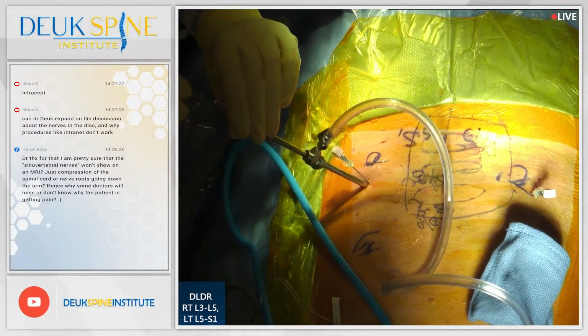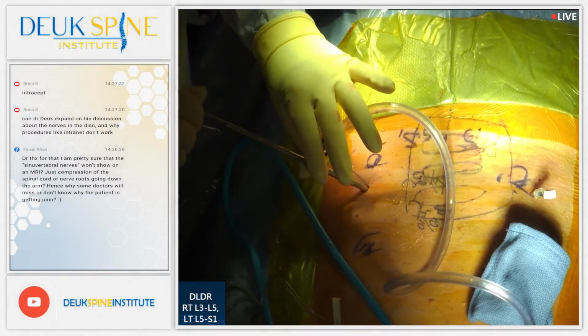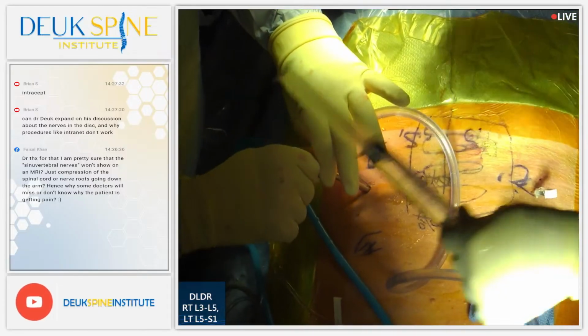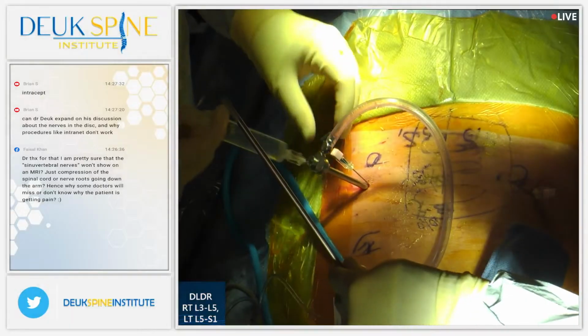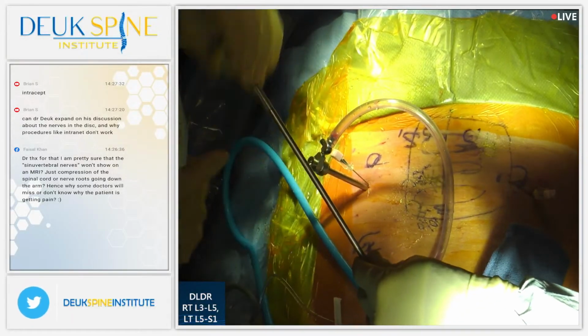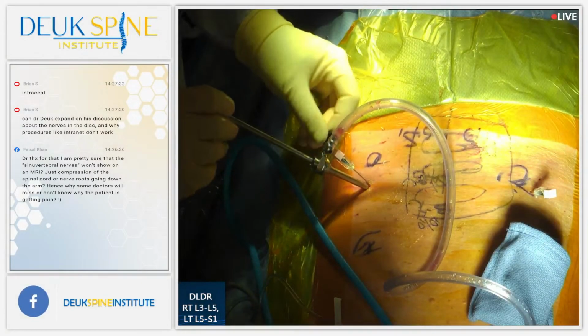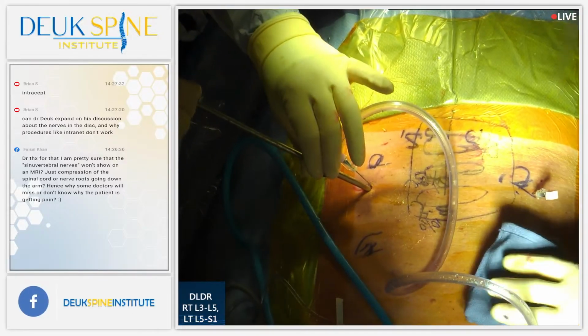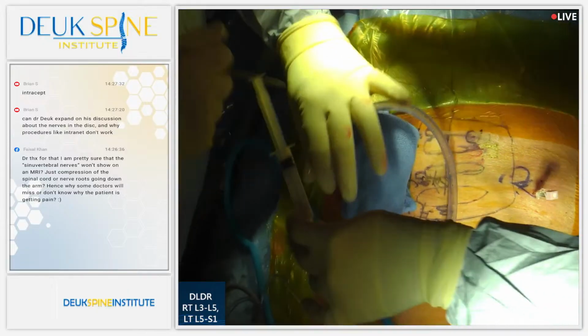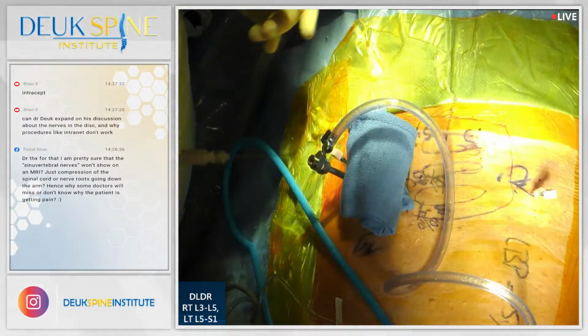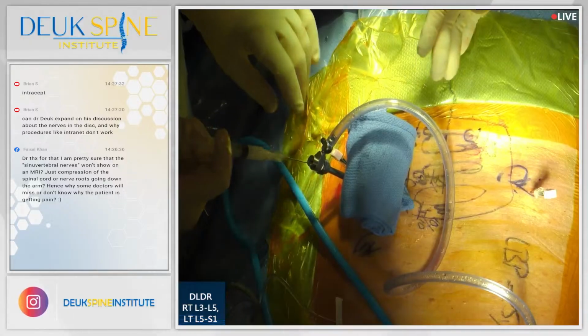Any questions, Henry? Yes, we have a few questions. Next one is coming from Faisal, once more on Facebook. Sure. Why not? Asking, Doctor, thank you for that. I'm pretty sure that the sinovertebral nerves won't show on an MRI, just compression of the spinal cord or nerves or nerve roots going down the arm. Hence why some doctors will miss or don't know why the patient is getting pain.